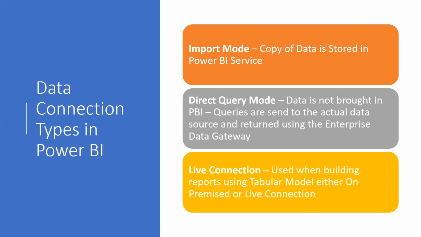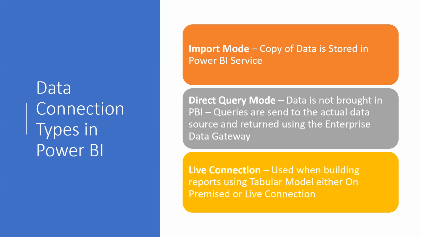The second one is the DirectQuery mode. In DirectQuery mode, we only have a connection to the data source, but we will not pull the data. It will be like a direct connection to the data source. So when we have this direct connection, that is what is called DirectQuery mode.